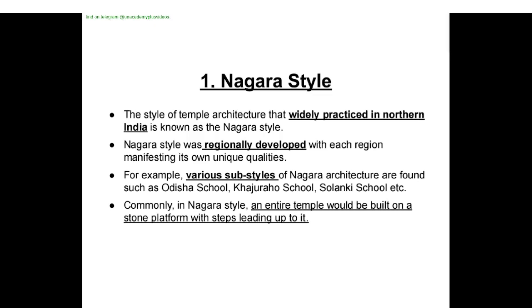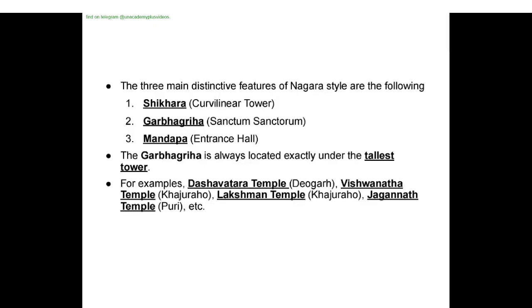Commonly in Nagara style, an entire temple will be built on a stone platform with steps leading up to it. That is the common point among all the different types of regionally developed Nagara style architecture. The three main distinctive features of the Nagara style are the following: Shikhara, curvilinear tower; Garbhagriha, sanctum sanctorum; Mandapa, entrance hall. The Garbhagriha is always located exactly under the tallest tower. For example, Dashavatara temple of Deogarh, Vishwanatha temple Khajuraho, Lakshman temple Khajuraho, Jagannath temple Puri, etc.